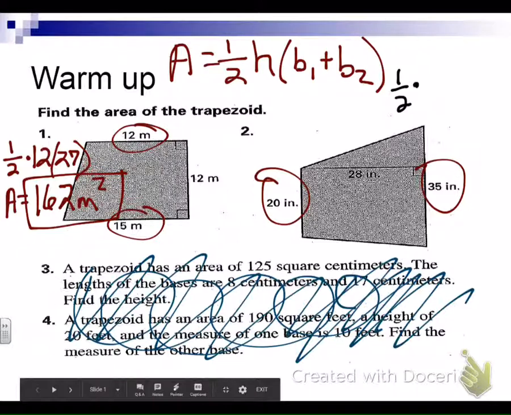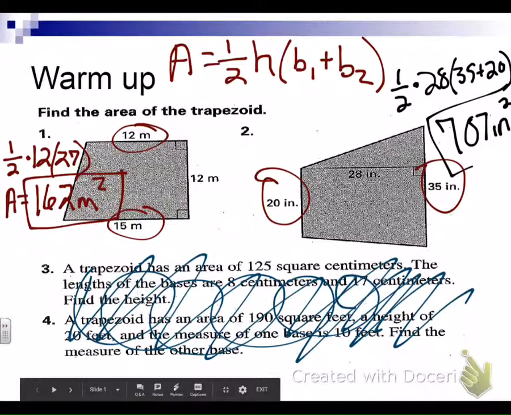1/2 times the height, which is 28, times the bases added together. I'll rearrange that. Times 28. What'd you guys get? 707. Did anyone else get that? Fabulous. You guys rock. Questions?